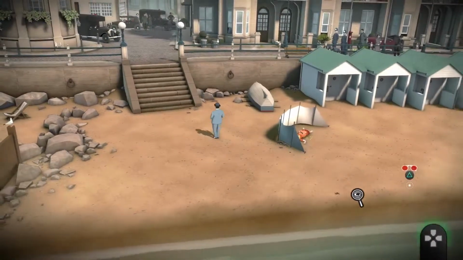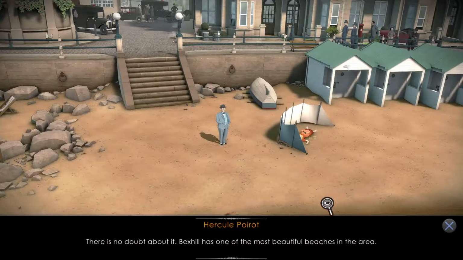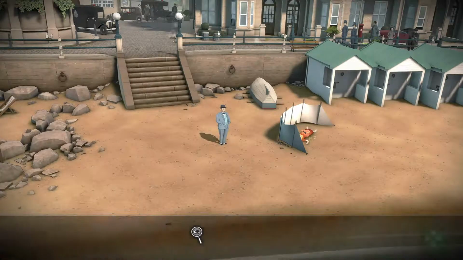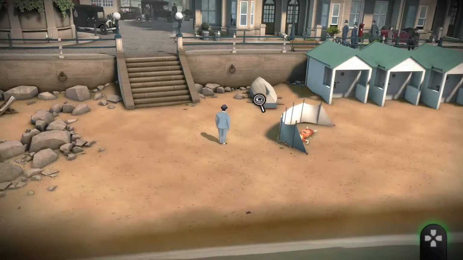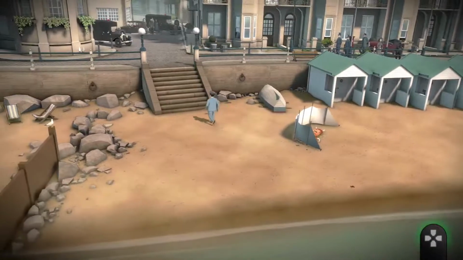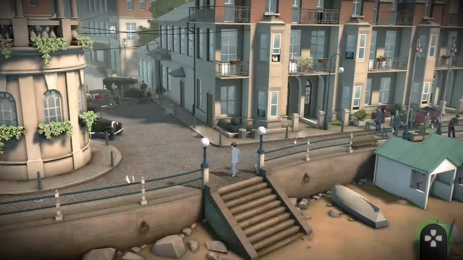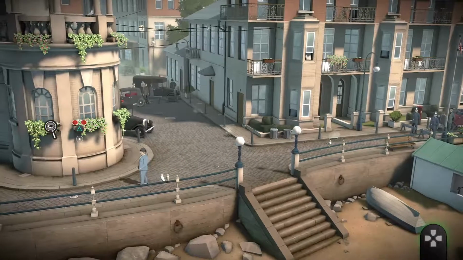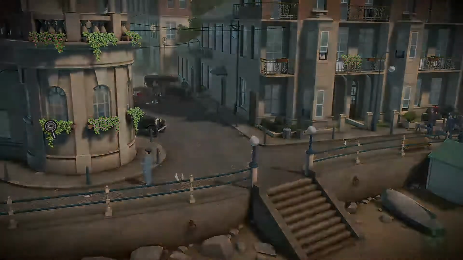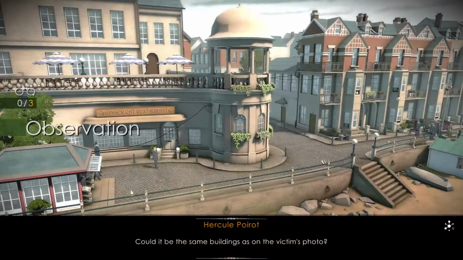Hey, there's a crab. There is no doubt about it. Bexhill has one of the most beautiful beaches in the area. Could it be the same buildings as on the victim's photo?